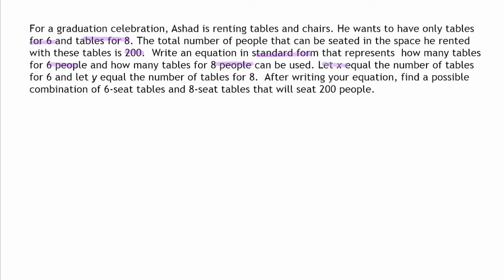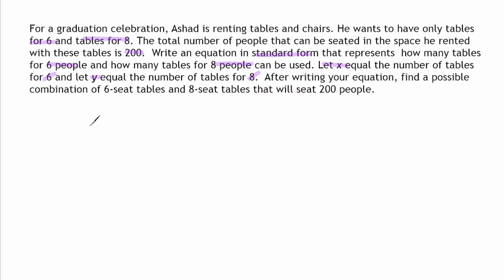Let x equal the number of tables for 6 and y equal the number of tables for 8. After writing your equation, find a possible combination of 6-seat tables and 8-seat tables that will seat 200 people.